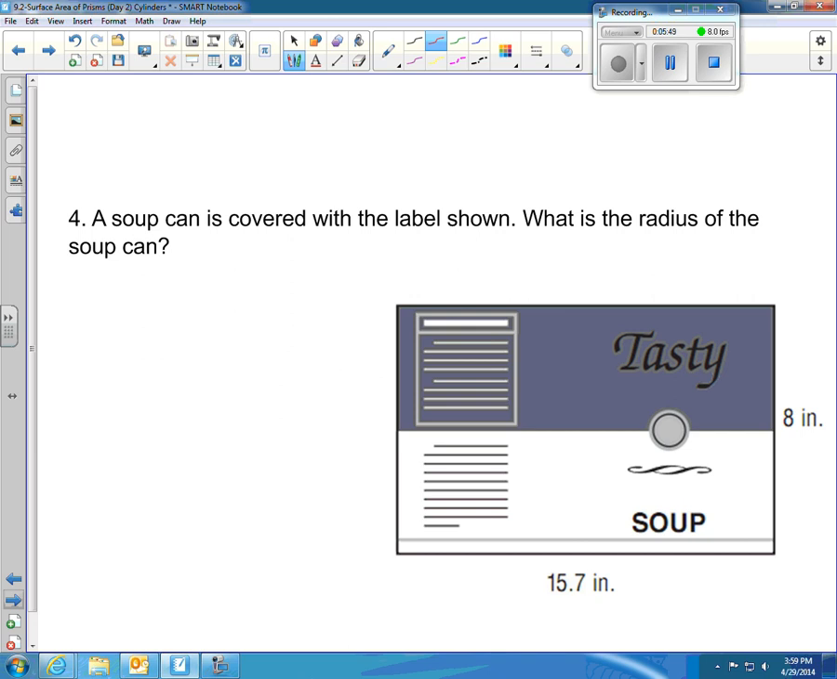Okay, so what's the radius? Well, we don't really need to use area for this. I'm actually going to have you guys use your circumference formula, 2 pi times r. Because we have our circumference given to us. Remember the definition of a circumference is the distance around the circle. So is the 8 the distance around the circle, or is our 15.7 the distance around our circle? Yeah, it's our 15.7. So I'm just going to have you guys solve that for r, and that'll be our radius.